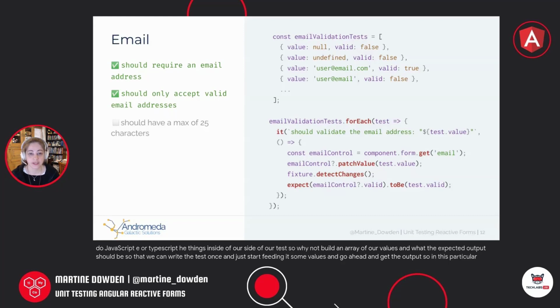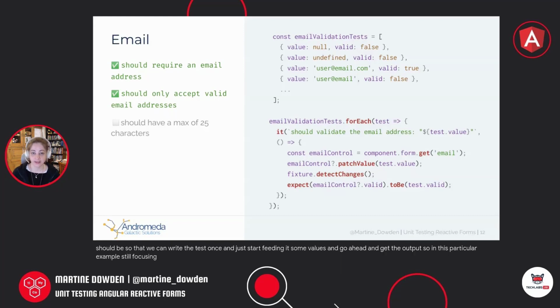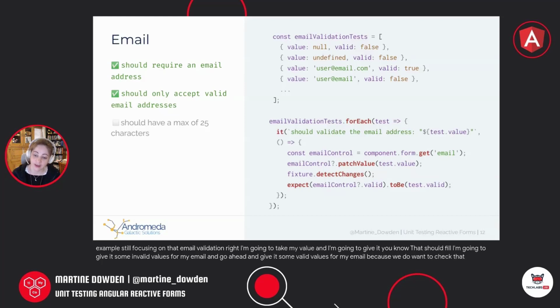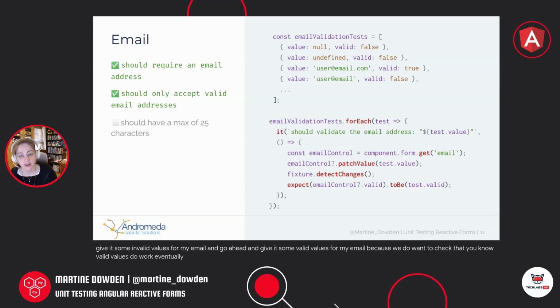So in this particular example, still focusing on that email validation, I have my value, and I'm going to give it null, undefined, all of those things that should fail. I'm going to give it some invalid values for my email and go ahead and give it some valid values for my email, because we do want to check that valid values do work eventually. And then I'm going to say whether I expect the validity to be true or false.